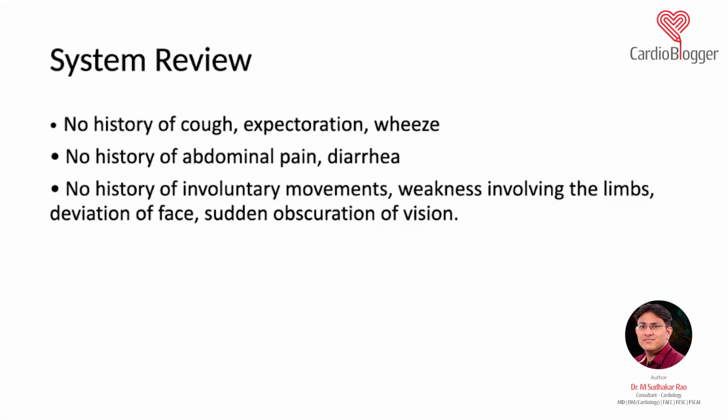Then abdominal pain and diarrhea, you should always rule out. Involuntary movement, as I already discussed, and weakness of the limb. Now, why is weakness of the limb important in cardiac diseases? Most commonly in rheumatic heart disease like mitral stenosis with atrial fibrillation, they are predisposed to stroke. However, even in sinus rhythm, because of underlying vegetation or infective endocarditis, mitral stenosis can have a stroke.